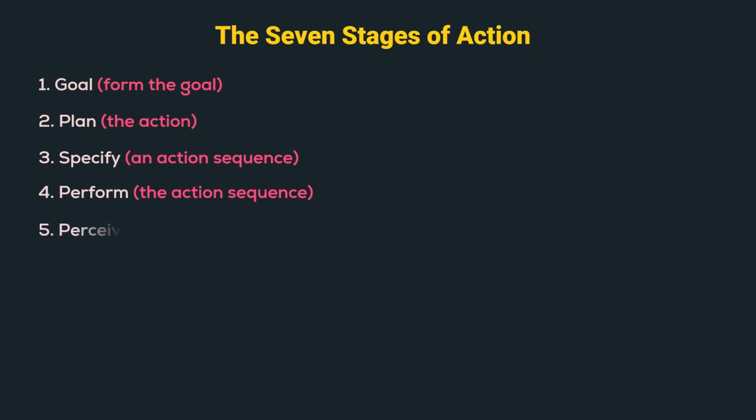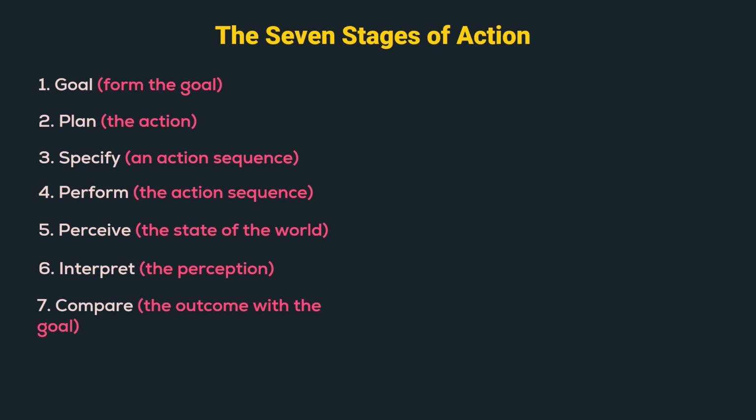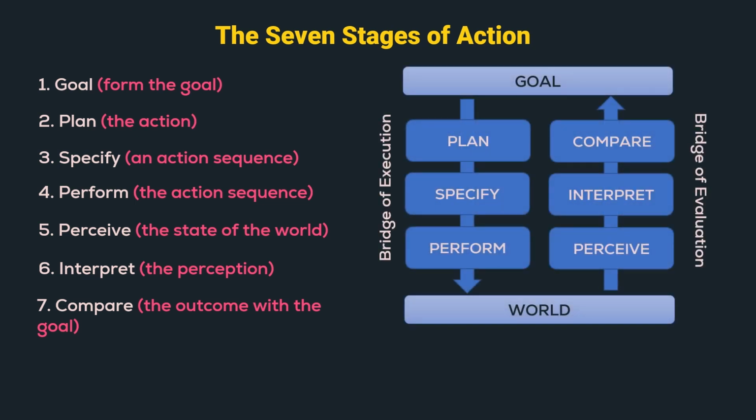Once the action is performed, fifth step is to perceive the state of the world. Next step is to interpret the perception. And the last step is to compare the outcome with the goal to actually see if our goal is accomplished or not. Let us understand diagrammatically. Thus, the first stage is the goal formation stage. The next 3 stages of execution are to plan, specify, and perform the action. And then comes the evaluation stage, where we perceive what happened in the world, interpret, and compare the outcome with the goal. Let us understand with an example.